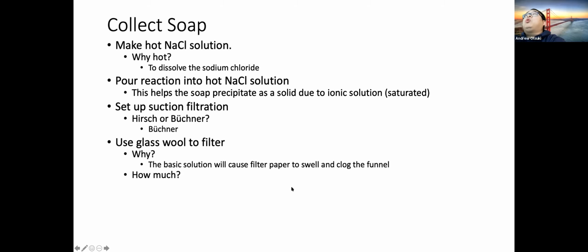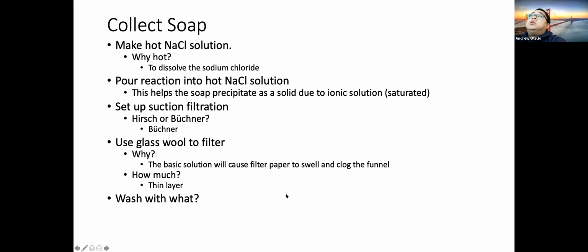Okay, so we're going to only use enough to cover the funnel's bores. We don't want to use too much because that might cause problems with filtering or draining the solution. So it's only like a thin layer, like what a piece of filter paper would do in other situations. So we're just substituting those two things out.